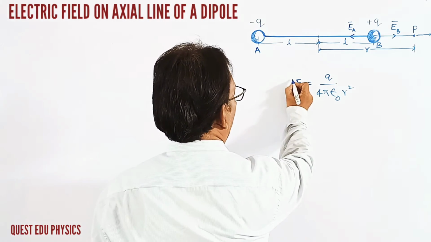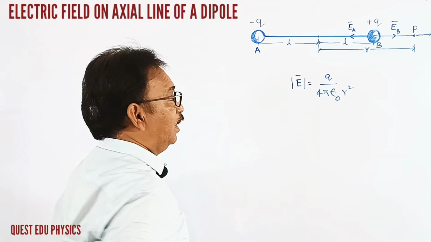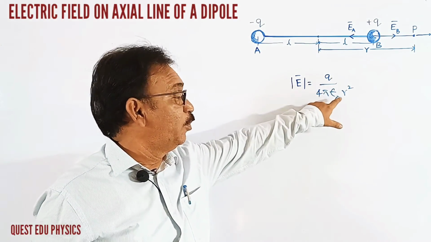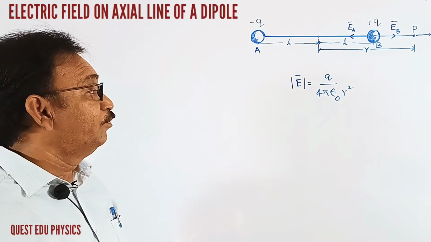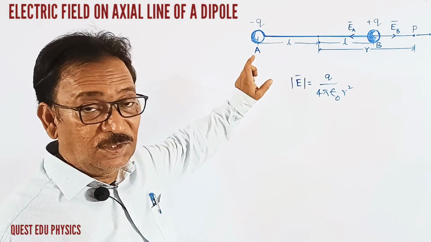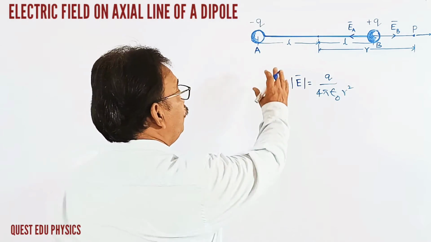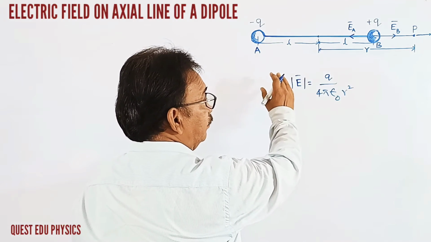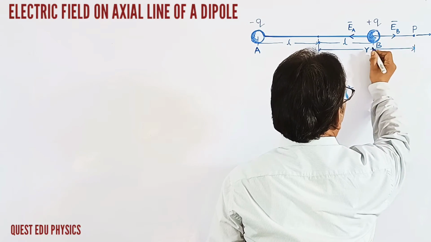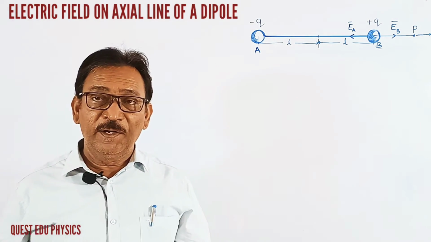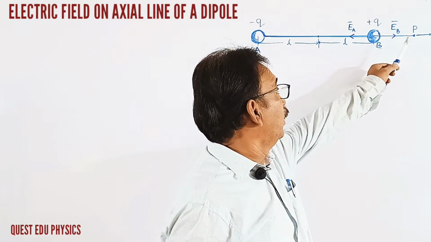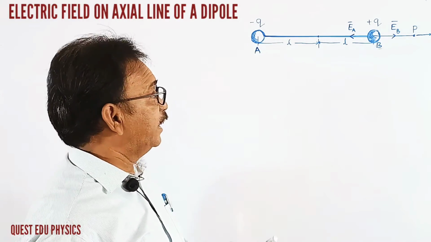Or you can say the magnitude of the electric field intensity can be had as modulus of E bar is equal to Q by 4 pi epsilon naught into R square. R is the distance between the point and the charge, students. Here, this is how you find the electric field intensity between a point charge and the point situated here. Okay, students, now we are going to find the electric field intensity due to the two charges at point P. Watch this carefully.